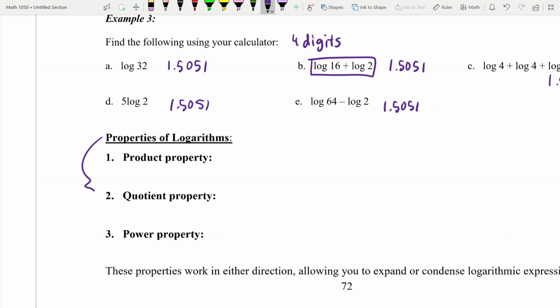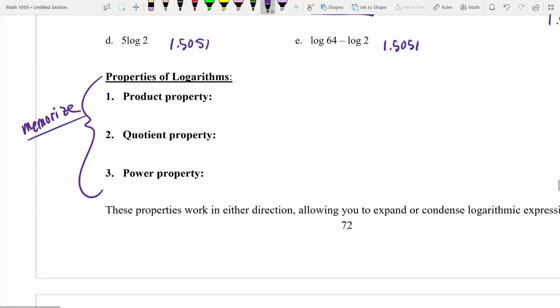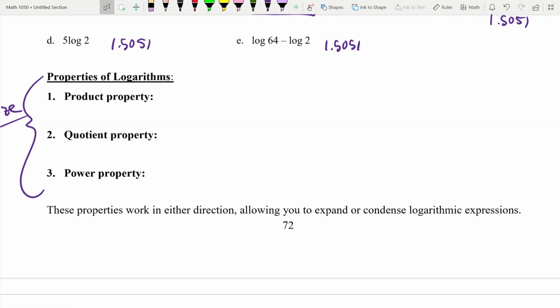Okay. Off to the side right here, I want you to write the word memorize. The reason people struggle with logs is because they don't know the rules. They don't know the rules, okay? On the left side, I want you to put condense. And on the right side, I want you to put the word expand. Then across from product, put an equal sign in the middle.